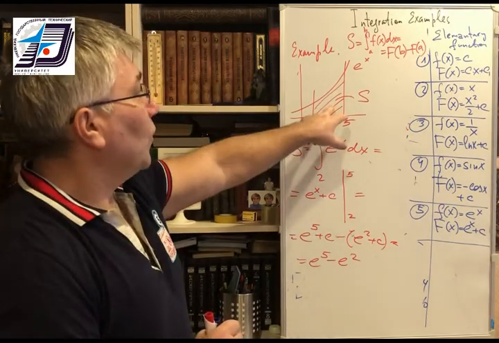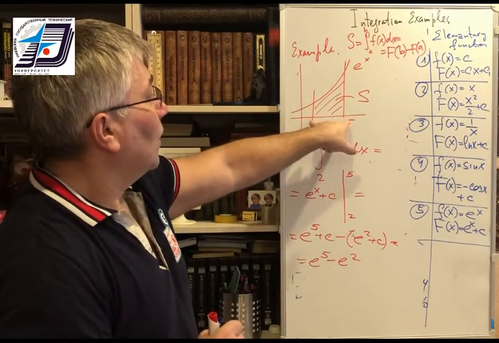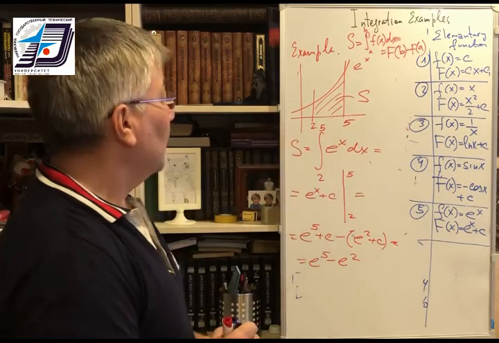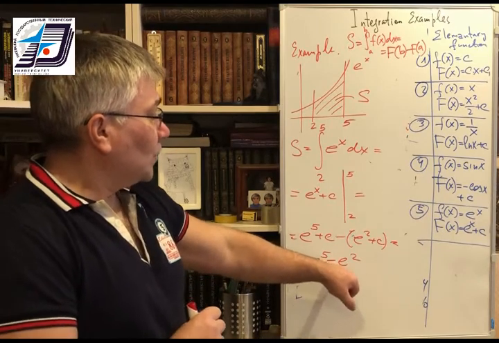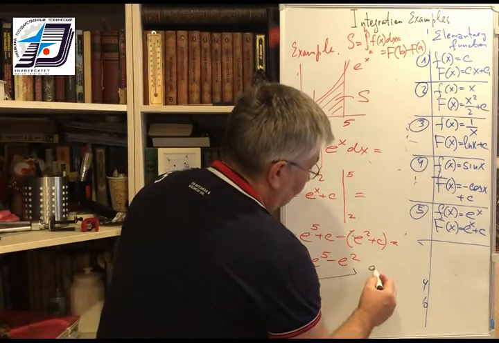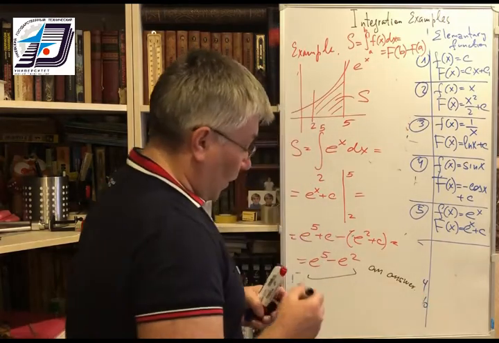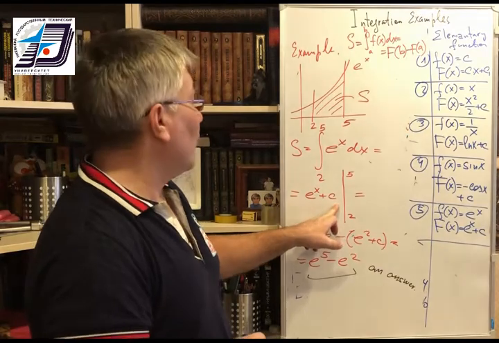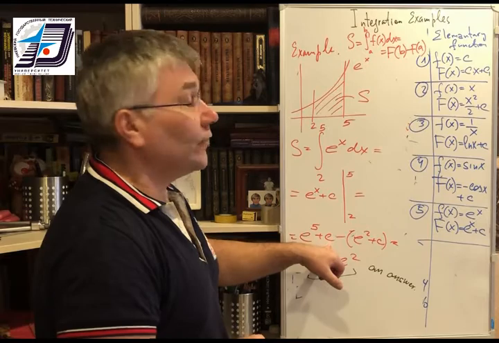The area which is bounded by this curve and limited by the points 2 and 5 along the x axis is e raised to power 5 minus e raised to power 2. Here you have an answer. You can notice that this c doesn't spoil this calculation because it eliminates itself.